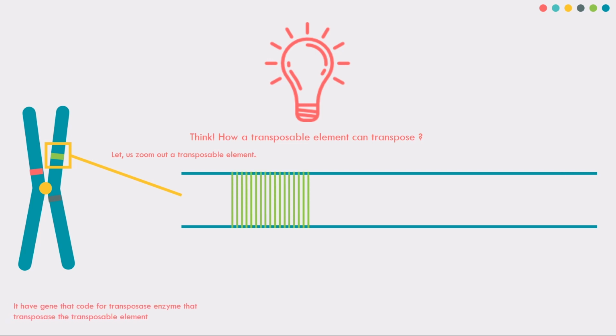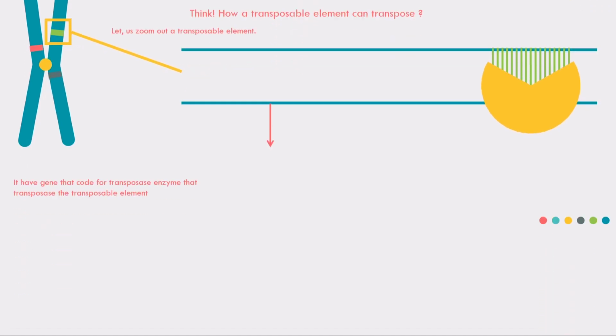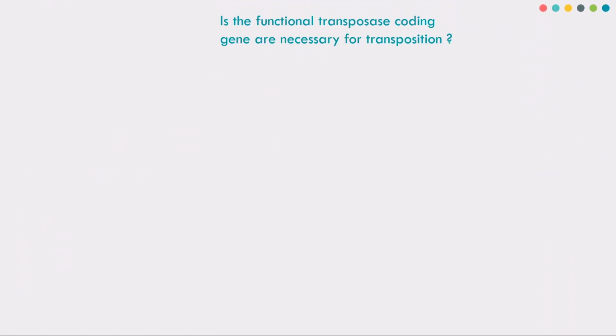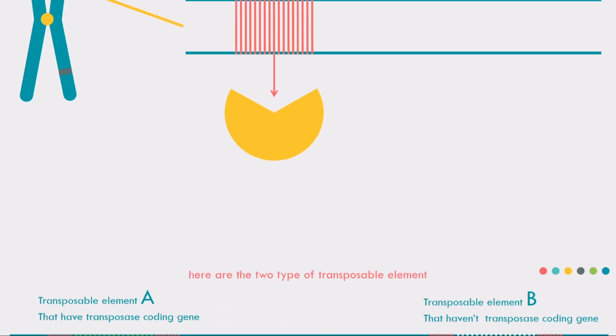Here it has a gene that codes for the transposase enzyme that transposes the transposable element. Like that. Here it codes for the yellow-shown transposase enzyme that helps the transposable element to transpose. Is the functional transposase coding gene necessary for transposition? Here the highlighted genes are the transposase coding genes. Let us find out whether these are necessary for transposition.